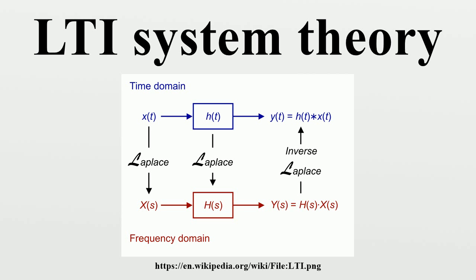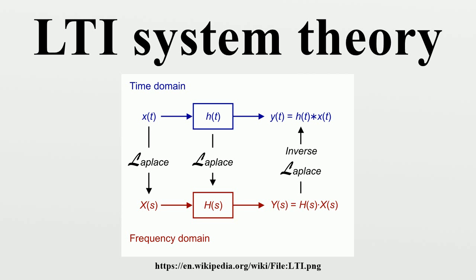Stability: a system is bounded input, bounded output stable if, for every bounded input, the output is finite. Mathematically, if every input satisfying a bound leads to an output satisfying a bound, then the system is stable. A necessary and sufficient condition is that the impulse response is in L1. In the frequency domain, the region of convergence must contain the imaginary axis.